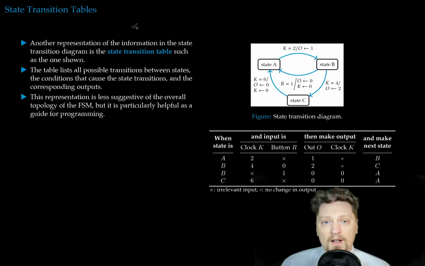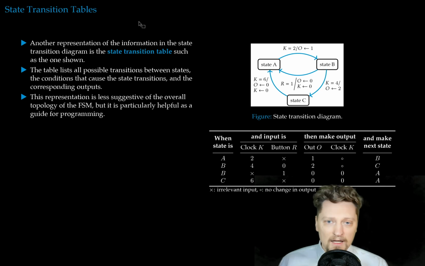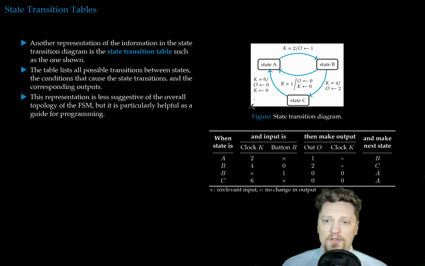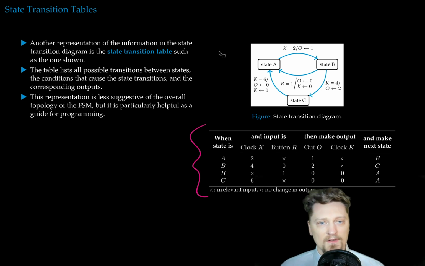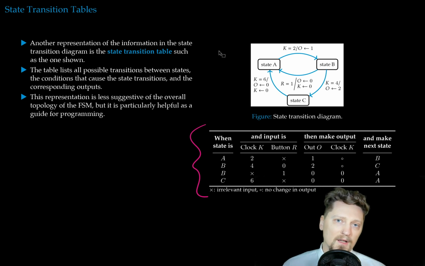Another representation of the information in the state transition diagram is the state transition table, such as the one shown right here. The table lists all possible transitions between states, the conditions that cause the state transitions, and the corresponding outputs. This representation is less suggestive of the overall topology of the finite state machine, but it is particularly helpful as a guide for programming.